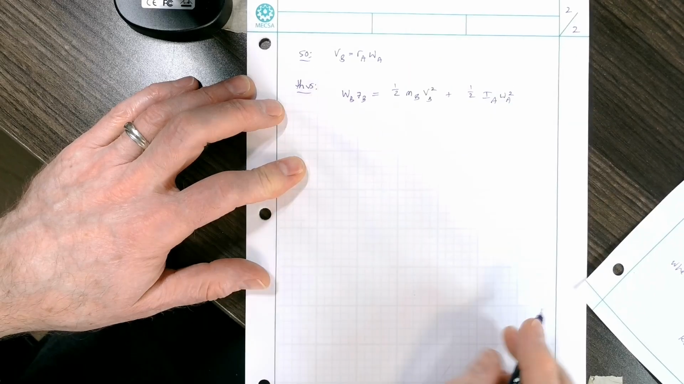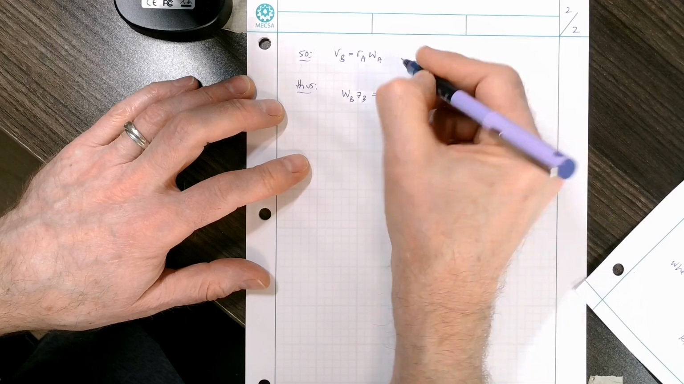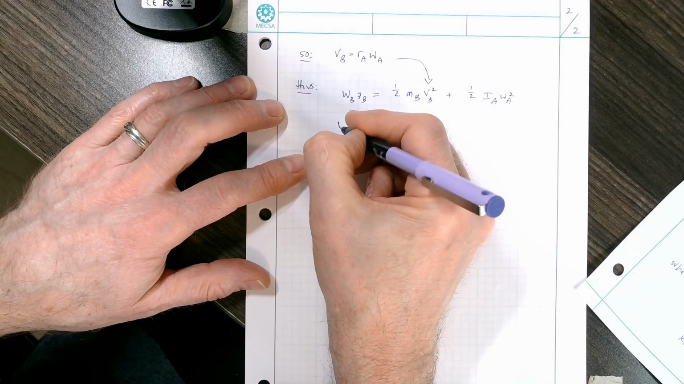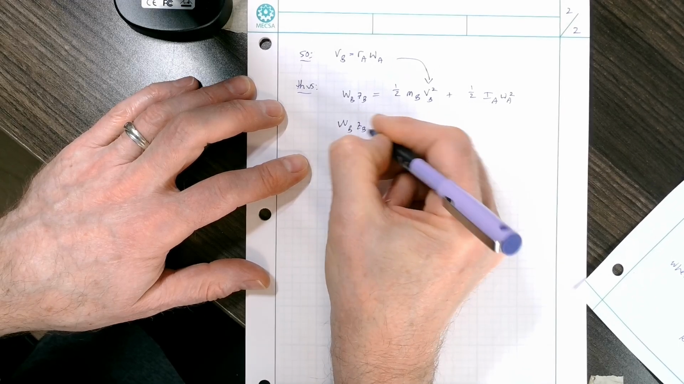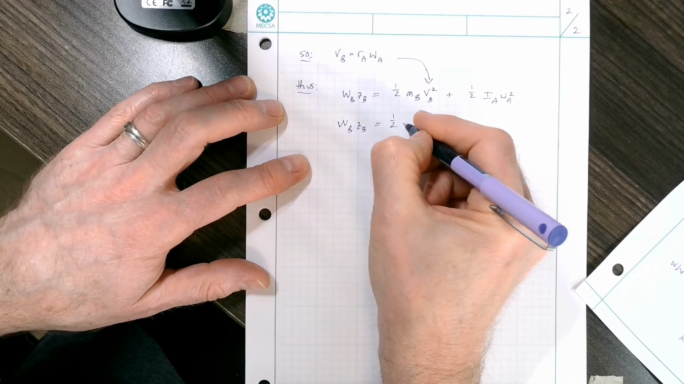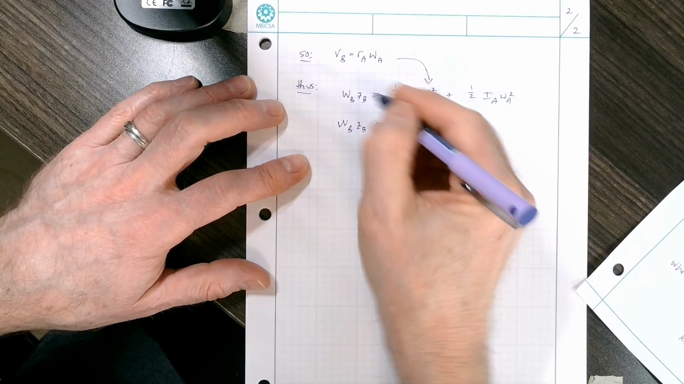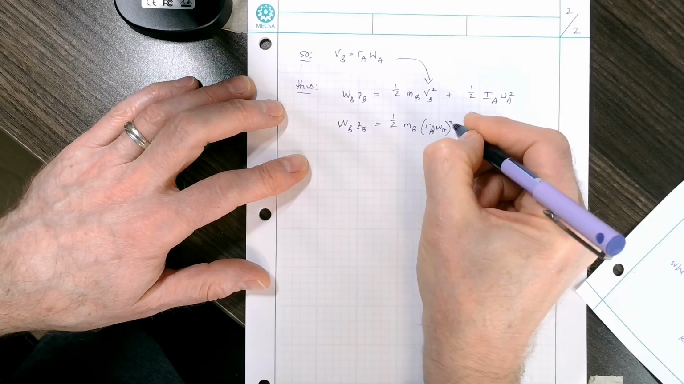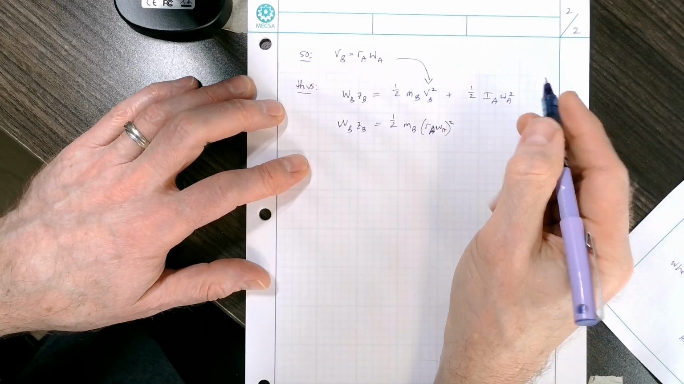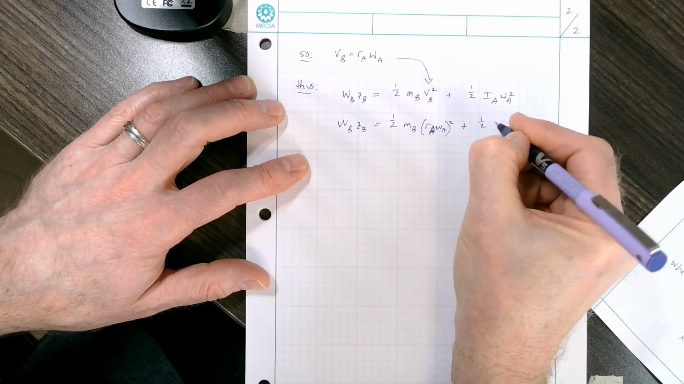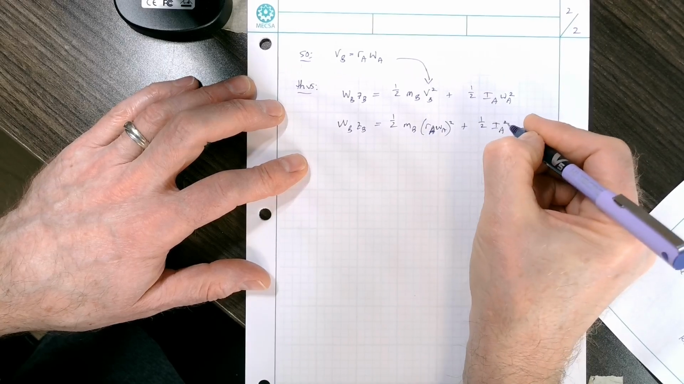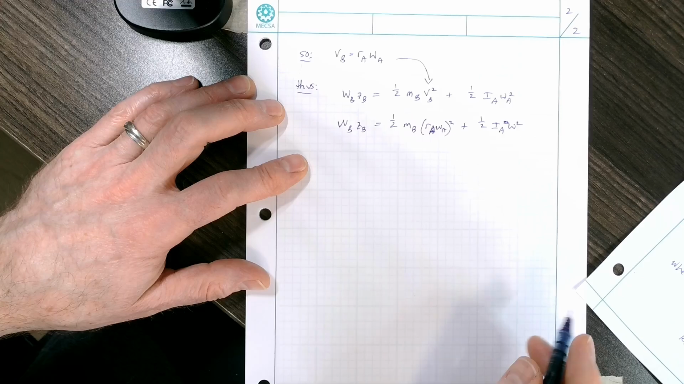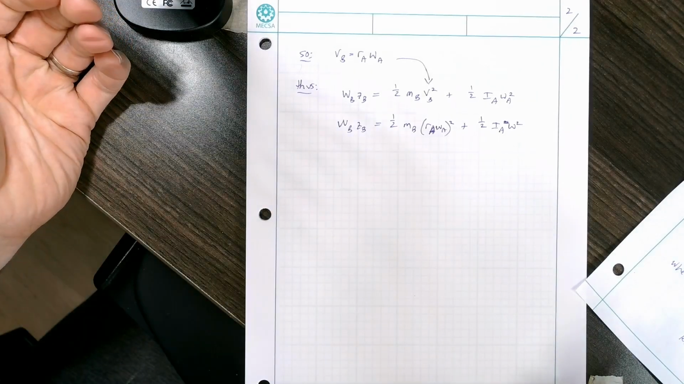And then here's the substitution. This goes there. Weight of B. I'm not going to put numbers in yet because maybe some stuff will cancel out. 1/2 mB, and don't forget, it's RA omega A squared. You've got to square the whole thing like that. Plus 1/2 IA omega A squared. Nothing cancels. There's no free lunch here.